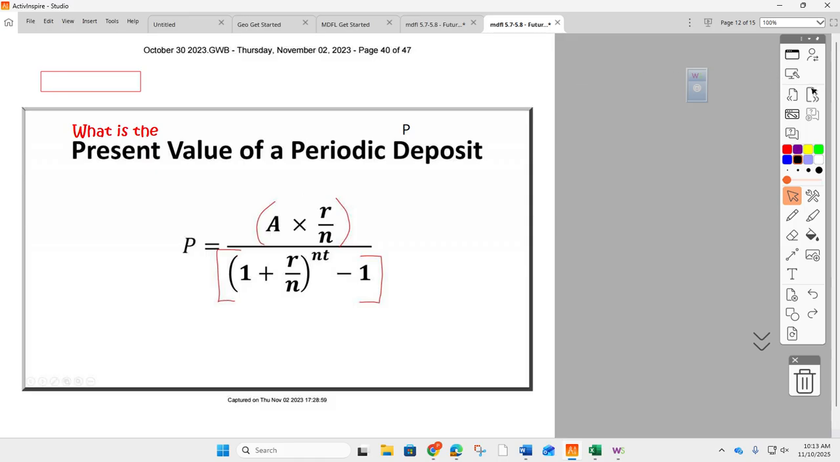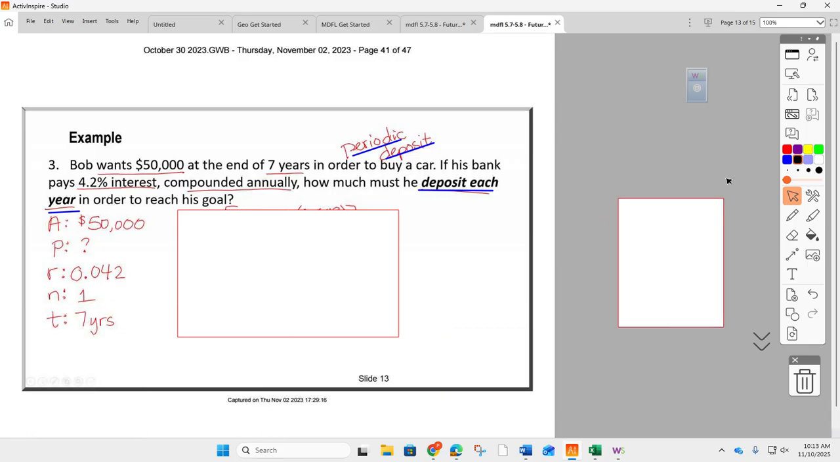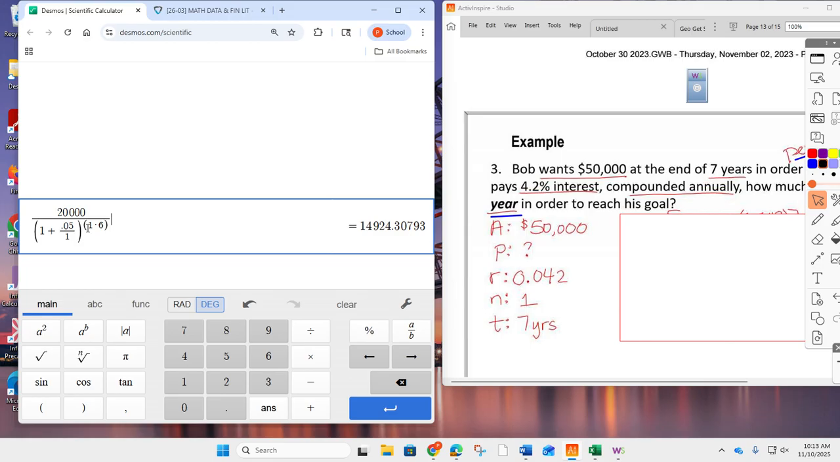We know his rate is 4.2 divided by 100 to get it to a decimal. It says compounded annually. That's one time a year. Remember, with these formulas, n is how many times it's compounded in a year. Annually means 1. And the time is 7 years. We haven't entered this one yet, so we're going to enter this in Desmos together, and then we'll go back and try to squeeze in as many of the other problems as we can.